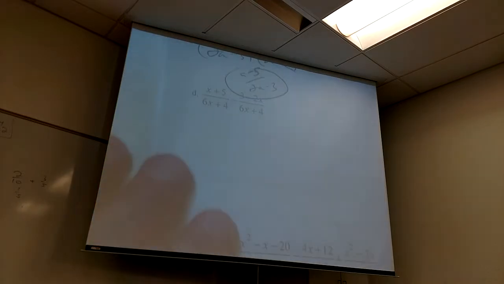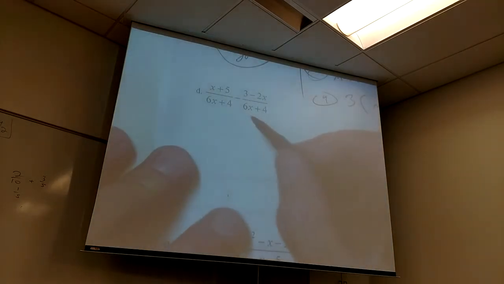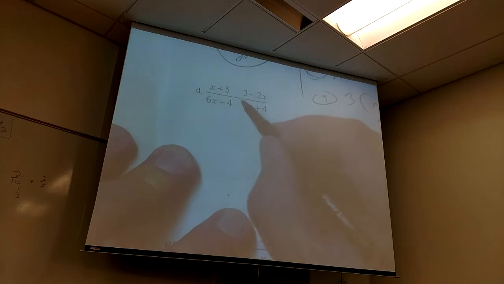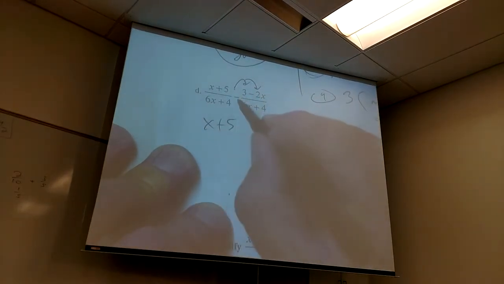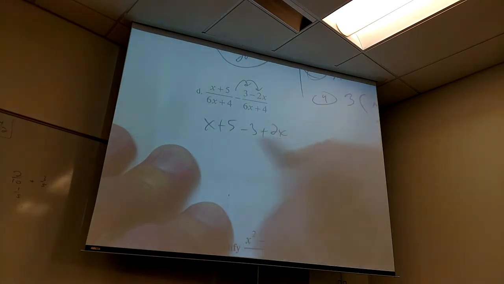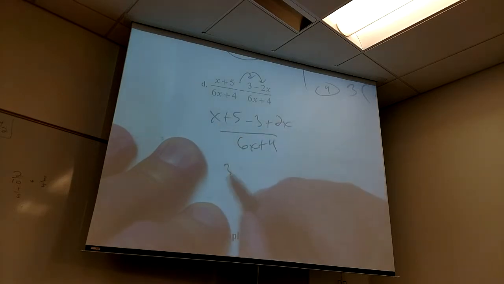Of course, I immediately followed with this guy. Let me make one that we can see. They have the LCD, but what's the thing to be careful about here? The minus. Stupid minus. So you get x plus 5 minus 3 plus 2x. So you get 3x plus 2 over 6x plus 4.